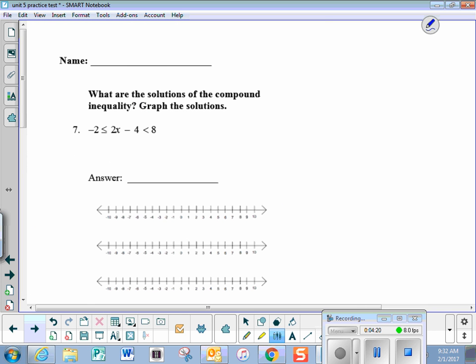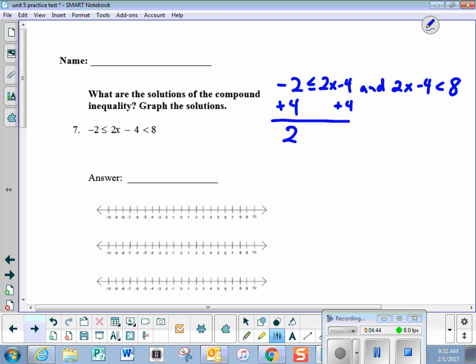Page 2. Whenever I have the x sandwiched in the middle, it's always going to be an and. So I need to write 2 inequalities. Negative 2 is less than or equal to 2x minus 4, and 2x minus 4 is less than 8. So I'm going to, on this one, add 4 to both sides, and get 2 is less than or equal to 2x, divide both sides by 2, and I get 1 is less than or equal to x.